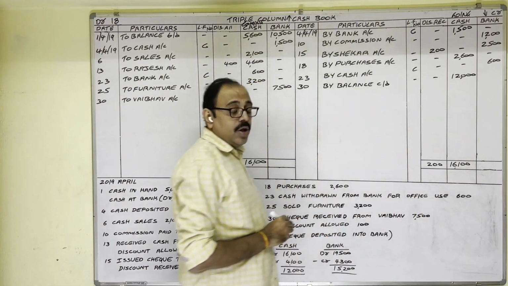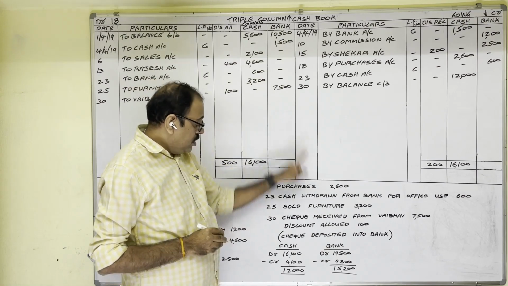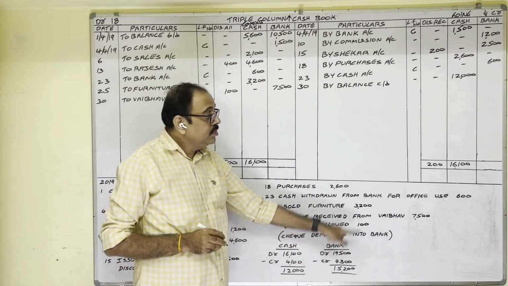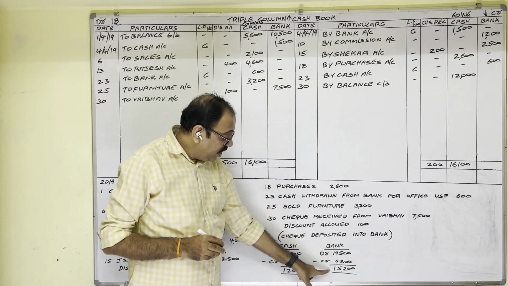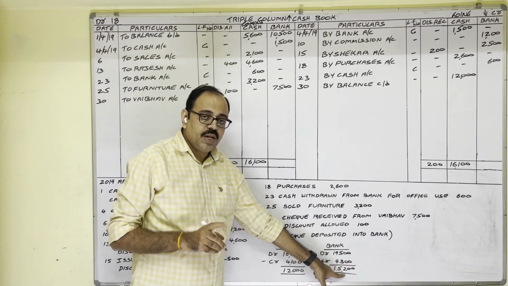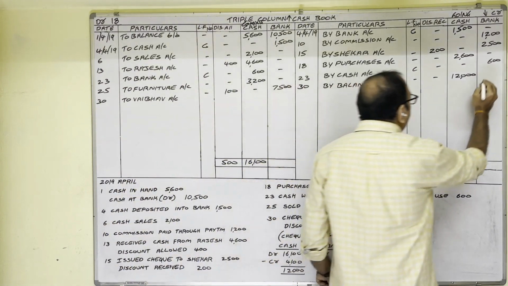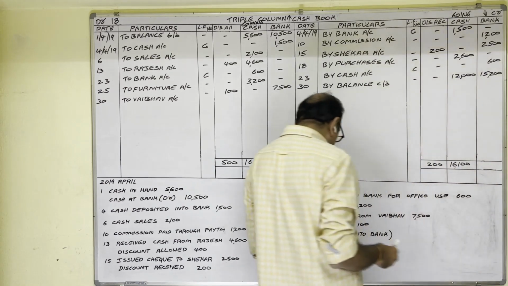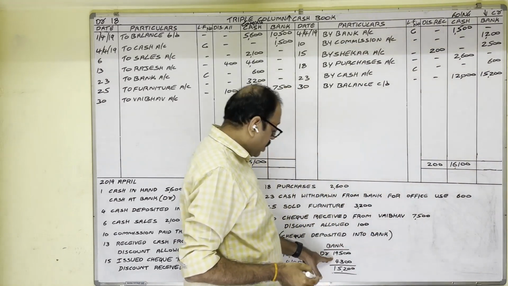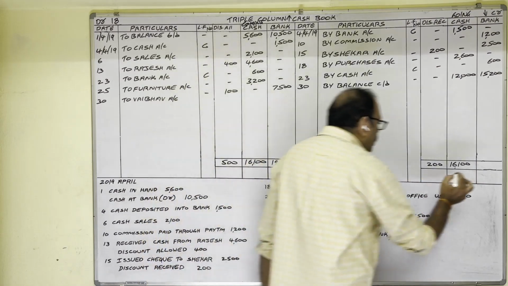Now come to the bank column. Debit total is 19,500. Credit total is 4,300. Difference 15,200. Credit total is less, so on the credit side we should write this 15,200 in the bank column. Two sides highest total, debit total 19,500. Credit side also the same.